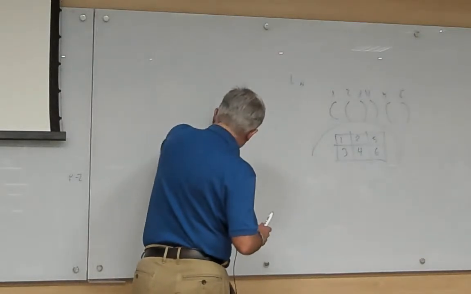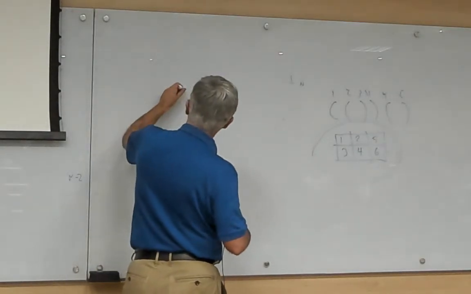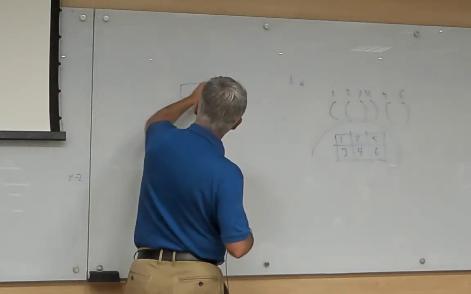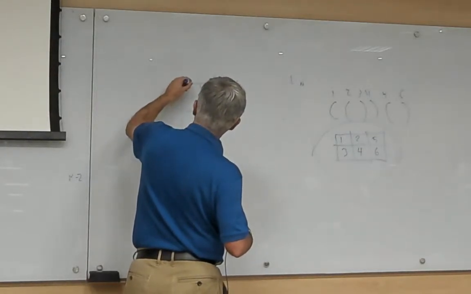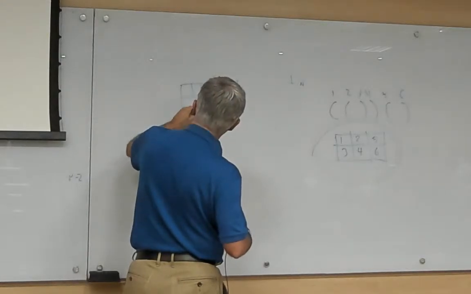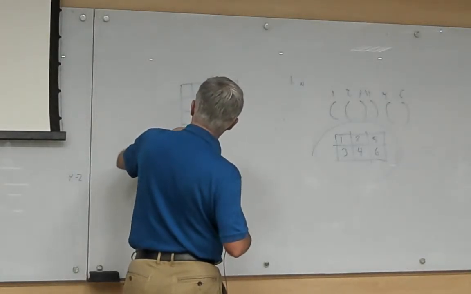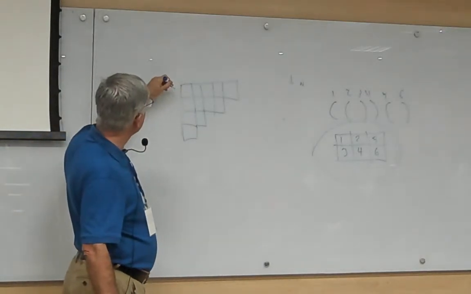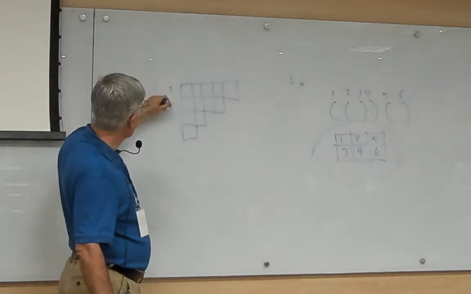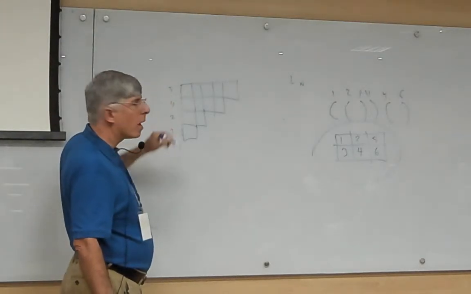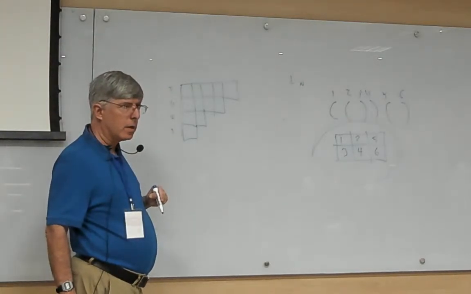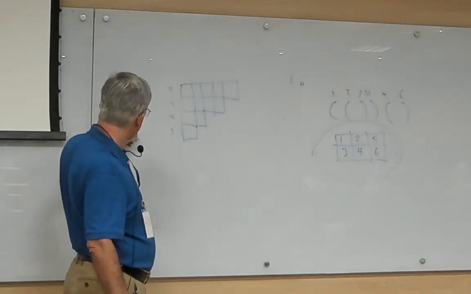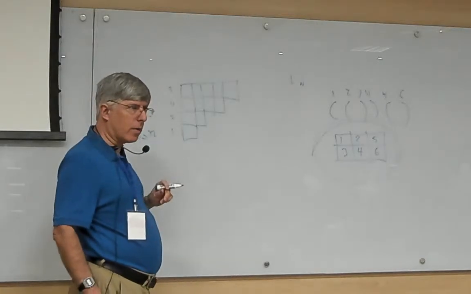What is the shape of a young tableau? Let's say I've got something that looks like this. How many young tableaux are there of shape 5, 4, 2, 1? If we sum that up, that's equal to 12. N equals 12. How many things are there?